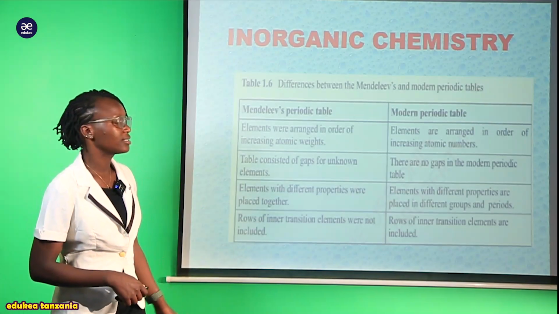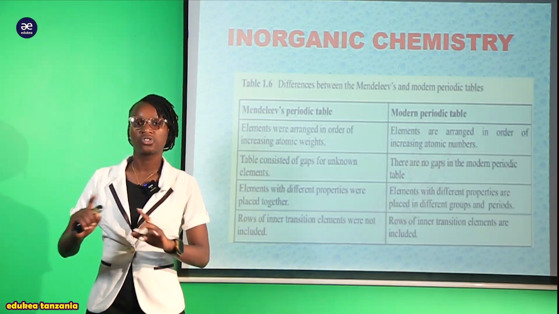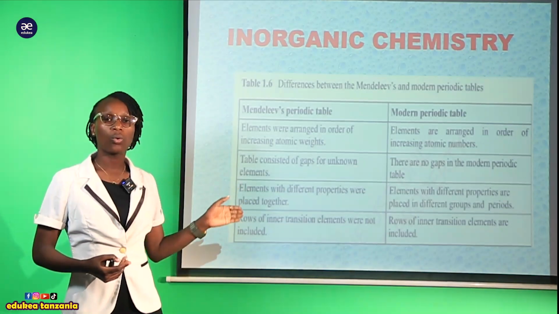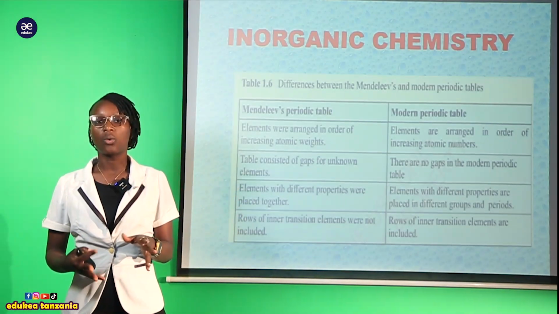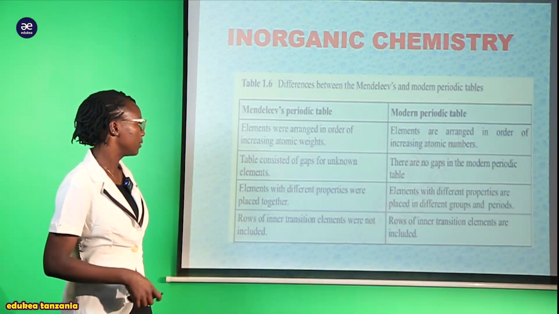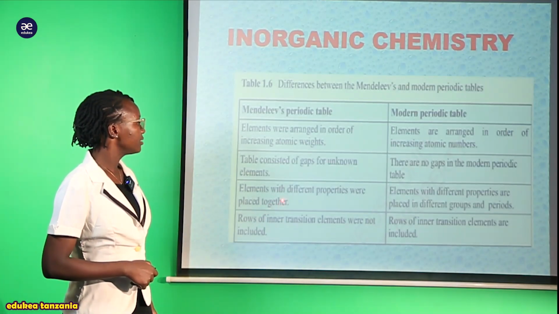Kwa hiyo utaona kwamba sasa kwa modern periodic table hizo elements zote zikawa zimeshagundulika, majina yake na zikawa zimejazwa, lakini huku kwenye table ya Mendeleev kulikuwa kuna gaps. So ile inatengeneza utofauti uliopo kati ya hizi concept mbili.